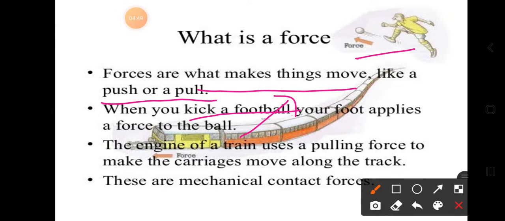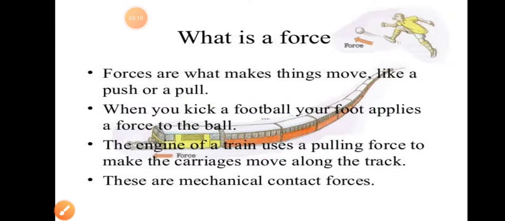Or else even here you are pushing. For the next example, the engine of a train is pulling. Now here it is the pulling force. It is pulling all the carriages or blocks to move along with it on a track. So these are some of the mechanical contact forces. Contact forces means they are directly touching the object. These are some of the mechanical contact forces that are acting on objects. So how do we define the force?